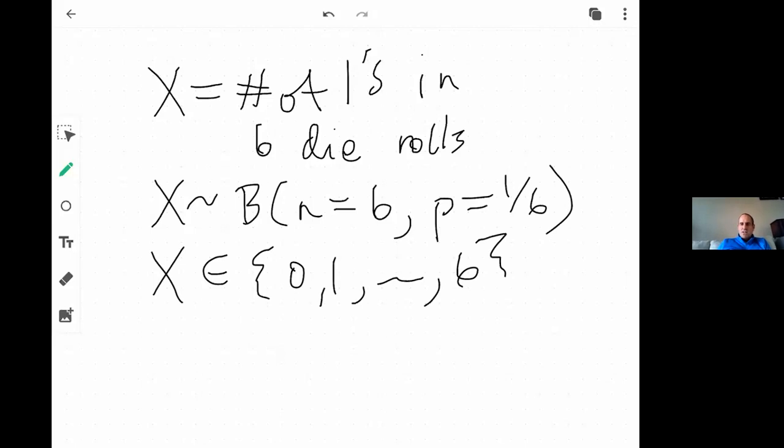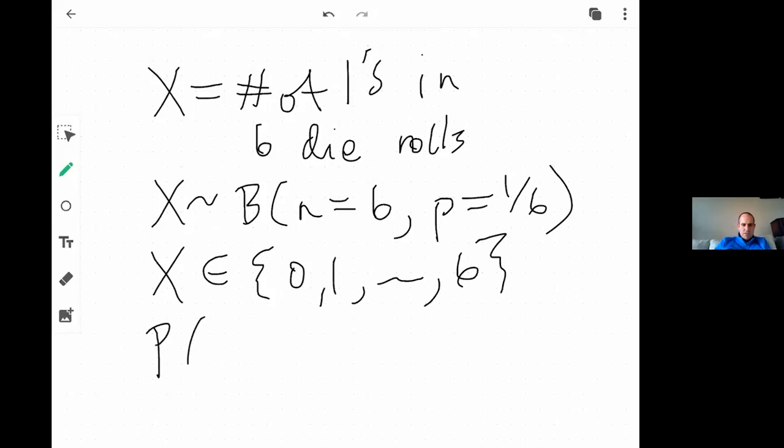What did I say? I wanted the probability, let me take a peek here just to make sure. I wanted the probability that all 6 dice show a 1. And I wanted to find the probability that 3 dice show a 1. Okay, probability that all 6 dice show a 1.